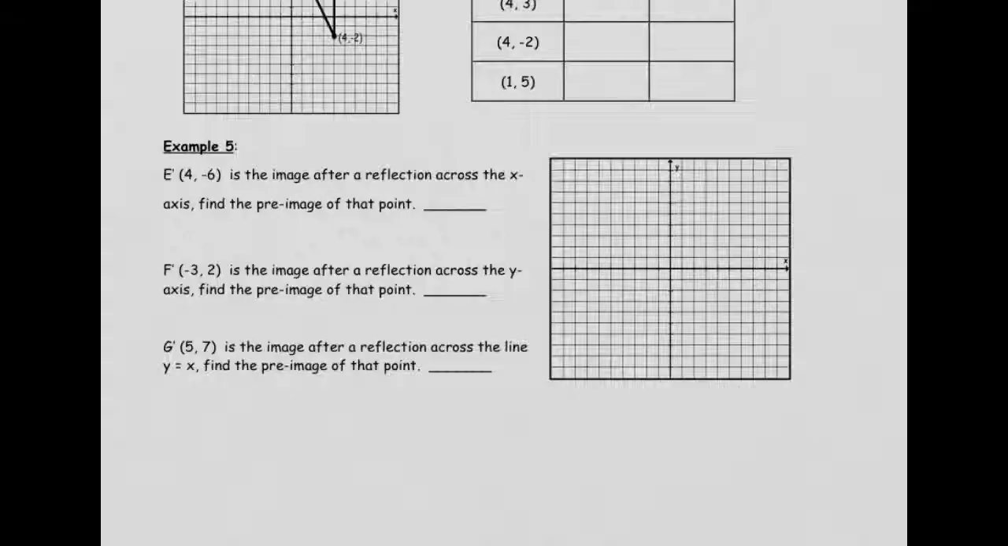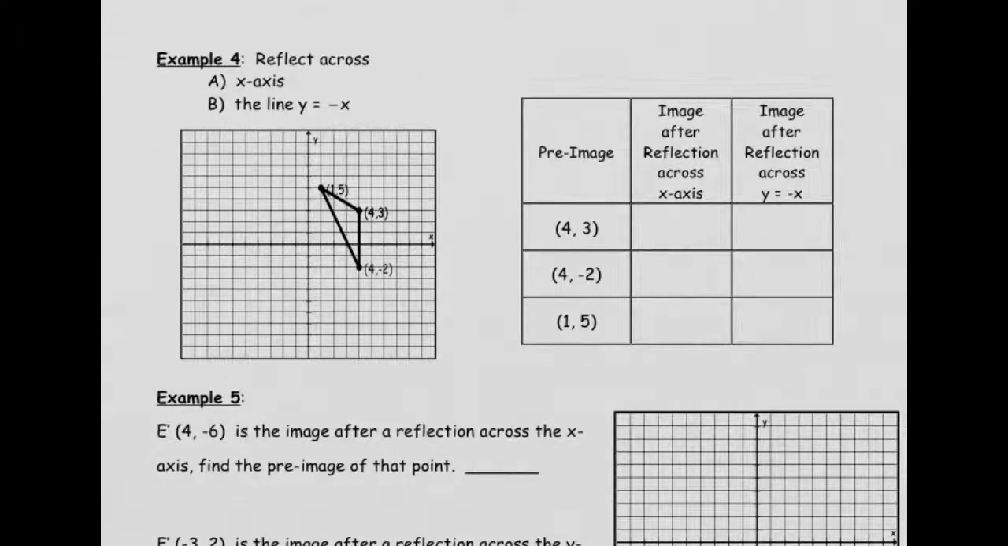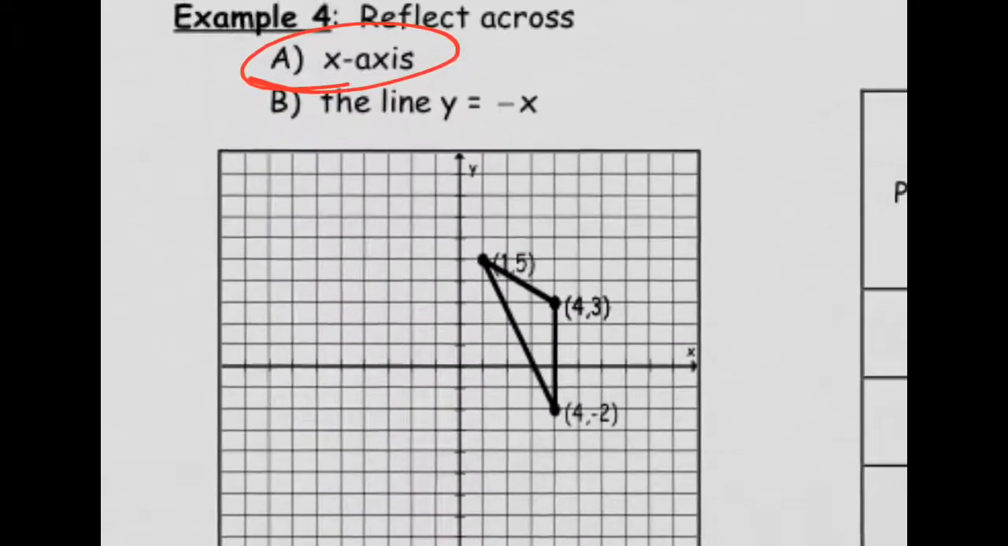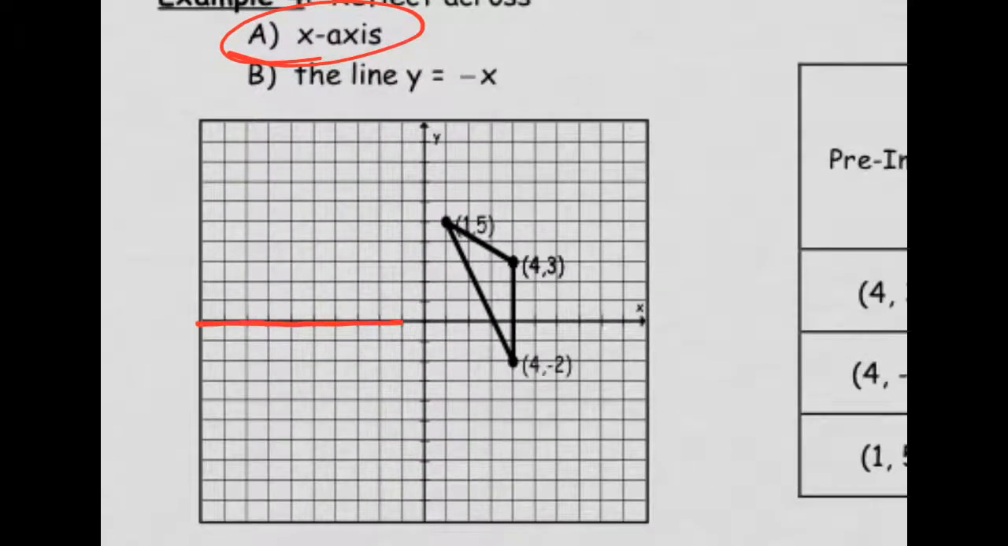All right. Let's look at example 4. Reflect across, well, this wants us to reflect across the x-axis, so I'm going to highlight my x-axis. I'm going to start with 4, -2, and I'm going to go up 1, 2, and then I have to go up away the same amount, 1, 2. So 4, 2.